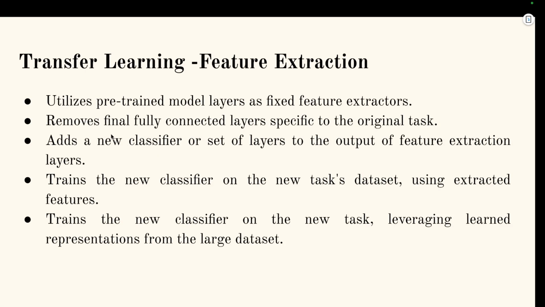In feature extraction, you remove the final fully connected layer specific to the original task and add a new classifier at the end, on the output of the feature extraction layers. This approach trains the new classifier on the new task data set using the extracted features. Whatever features are extracted by the pre-trained model will be frozen, and we can use these features for the new task and the new data set.